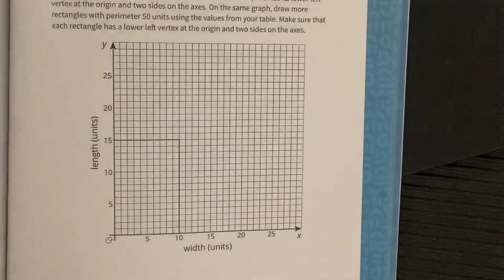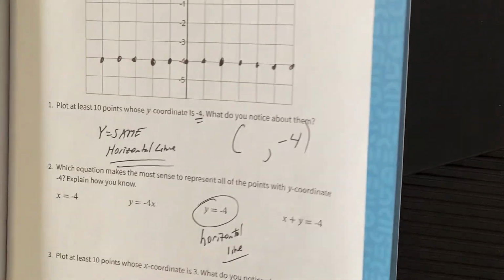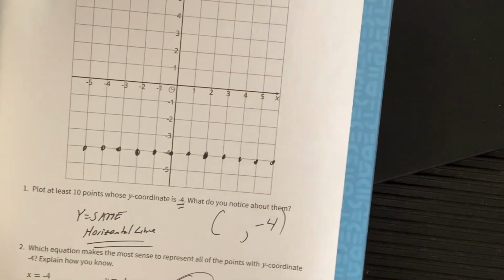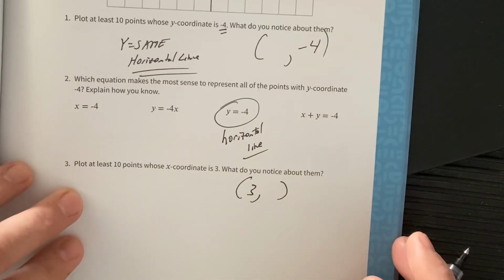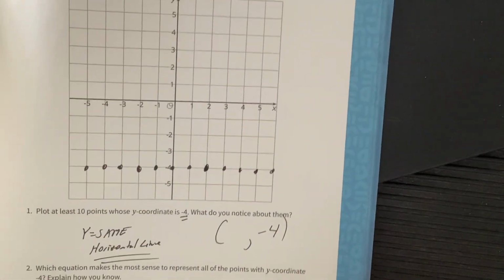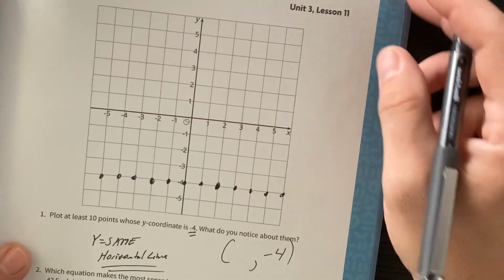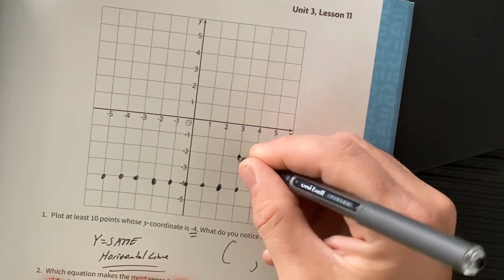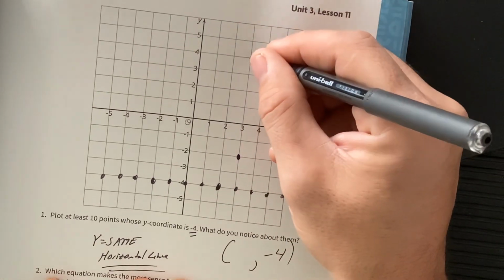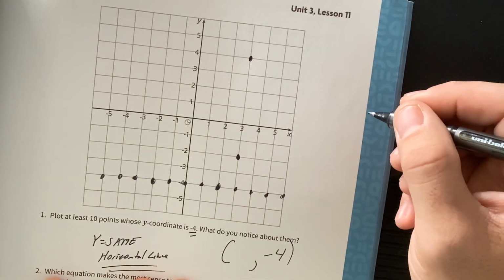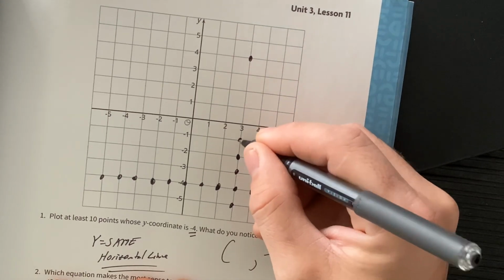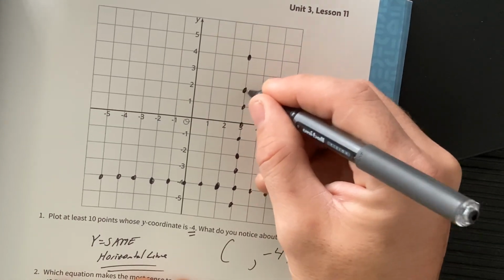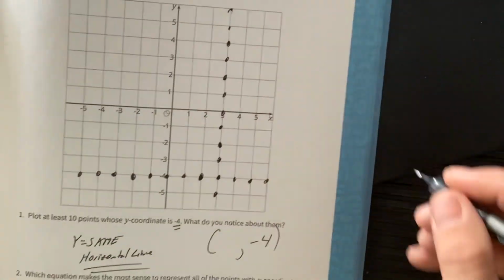All right, number 3, plot at least 10 points whose x is 3. So that means the x coordinate, the first number, is 3. I don't care about the back one. So somebody give me a point where the x is 3. 3, -2. 3, 4. 3, -5. 3, -4. 3, -3. 3, -1. 3, 0. 3, 1. And you'll see the point.